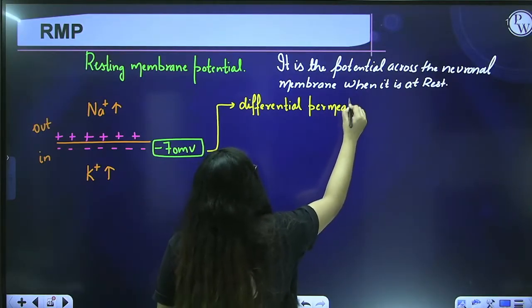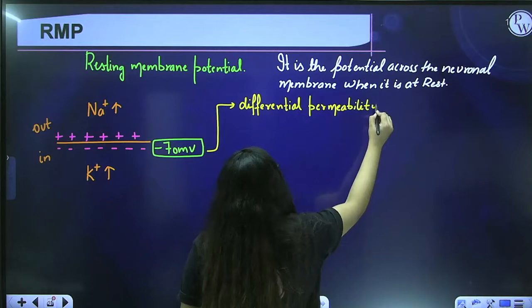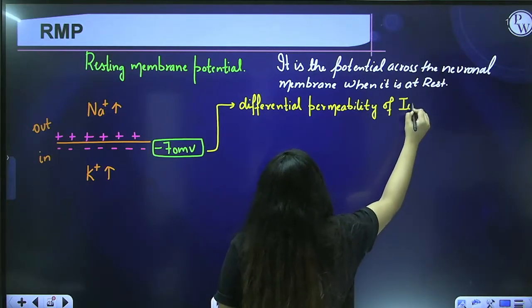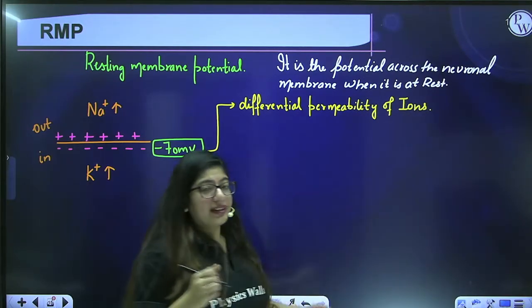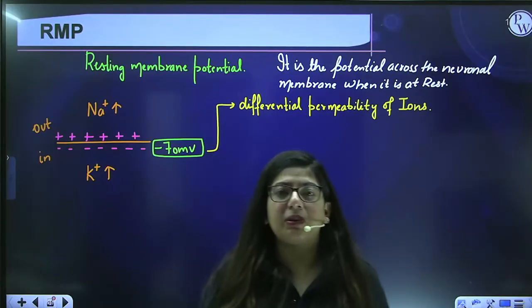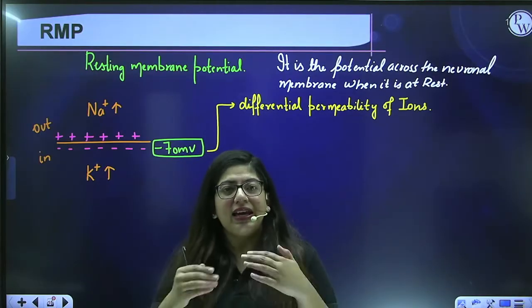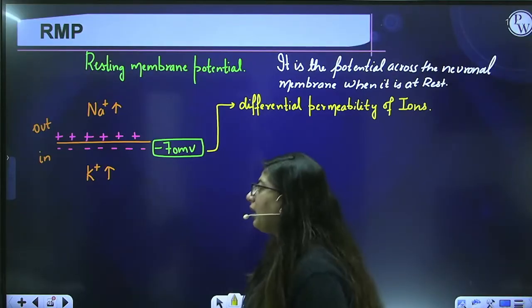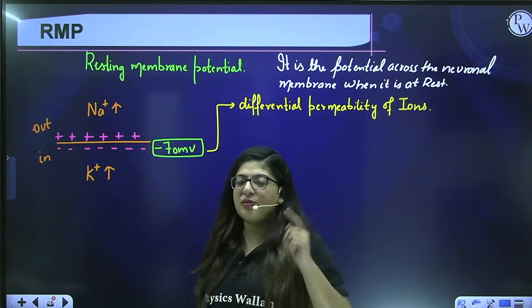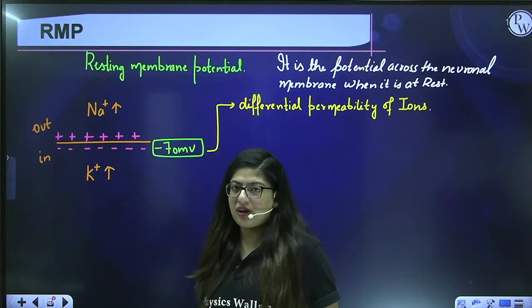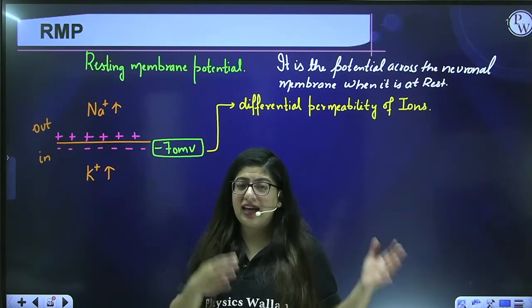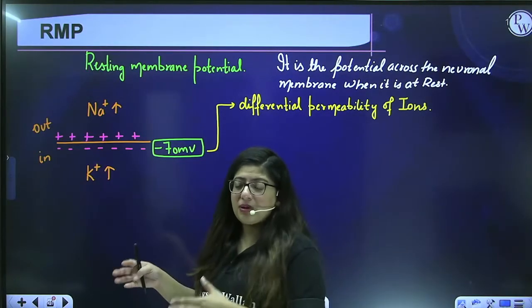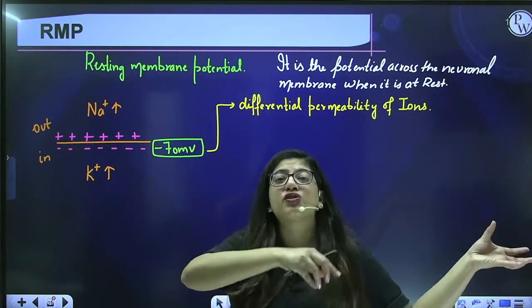Differential permeability of ions. What does it mean? Differential permeability means there is a difference in the permeability. Permeability means anything that is allowed to move or not. For example, if I say sodium ion can run faster, potassium ion runs slower across the membrane, then we will say they have different types of permeability. Permeability means allowance to move.